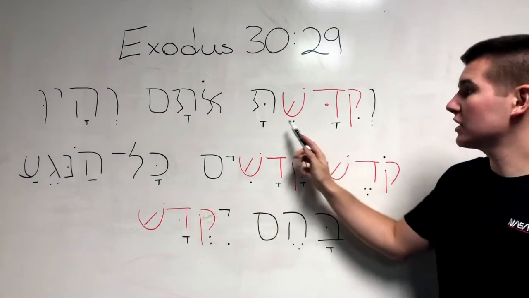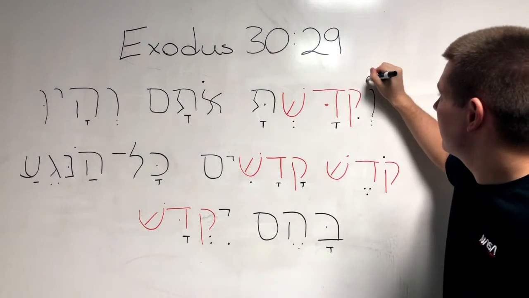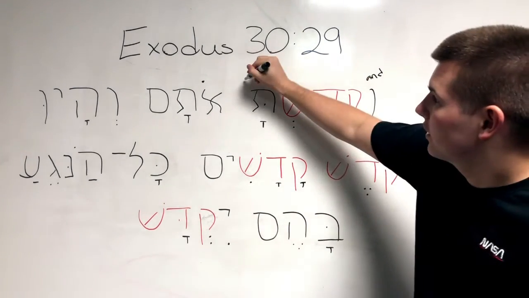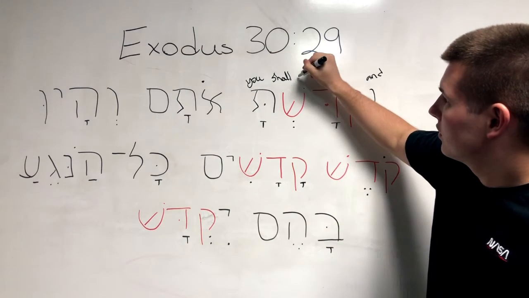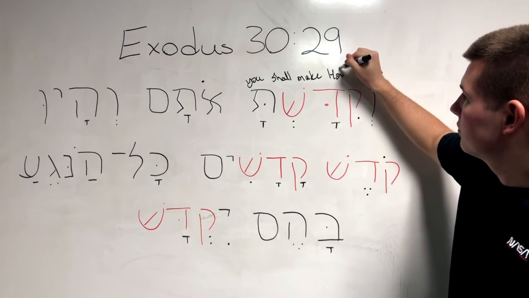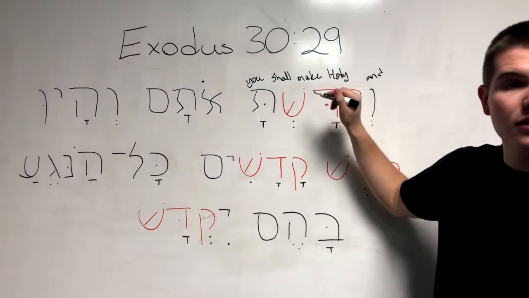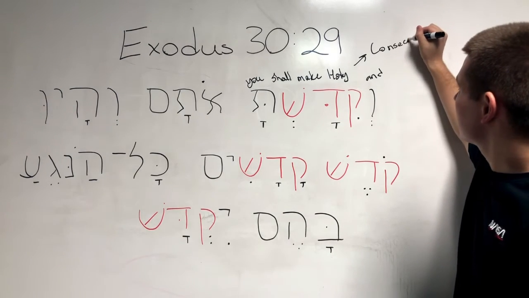V'kidashta. V'kidashta. This means, and we have and over here, you shall make holy. And another word that means make holy is consecrate.